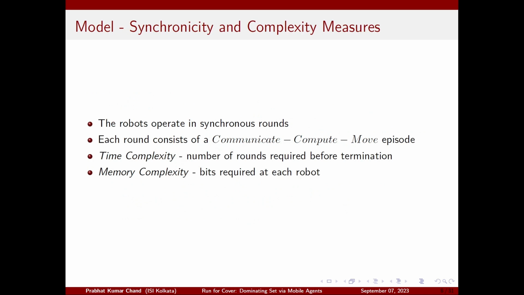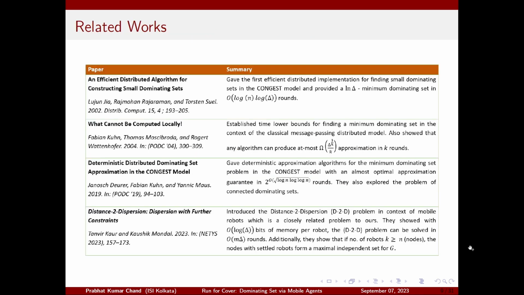The robots operate in synchronous rounds, with each round consisting of a communicate, compute and move episode, where the robots can communicate with the co-located robots, compute something and decide to move via a particular port. For the time complexity, we take the number of rounds required before terminating as the time measure, and for the memory complexity, we take the number of bits required at each robot to execute the algorithm.